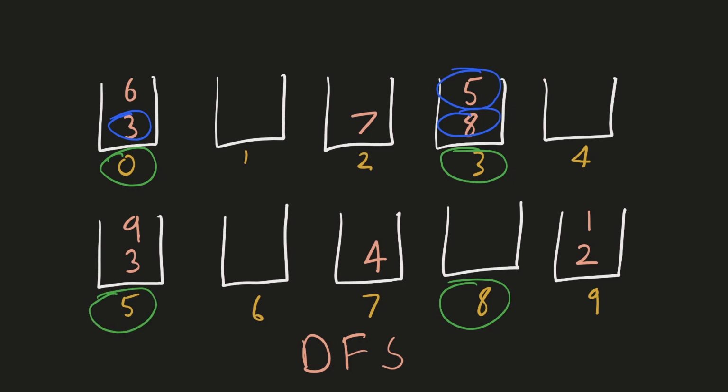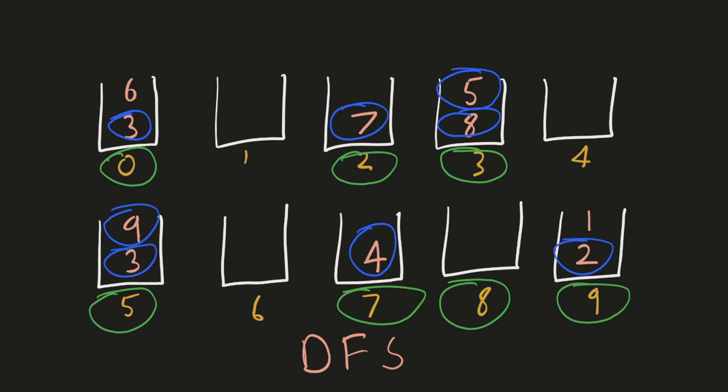Now we'll unlock room 5. We'll use its first available key. We see that room 3 is already unlocked, so there is no point going forward. So we'll try the next available key. We'll unlock room 9 and use key 2. We'll unlock room 2 and use key 7. We'll unlock room 7 and use key 4.